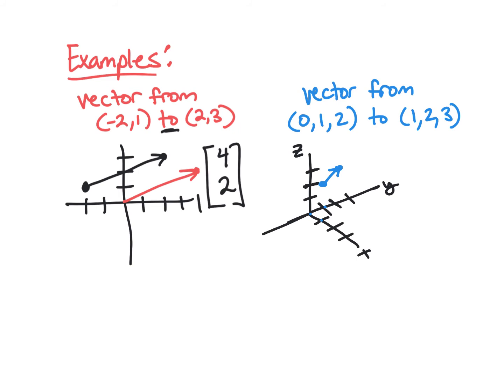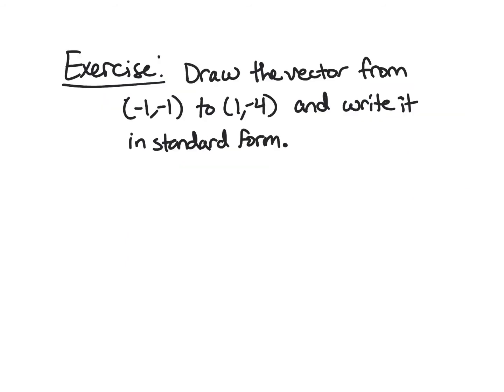And again, we would think of this in standard position. So what are we doing? We're going up 1 in each coordinate. And so now we have 3 coordinates corresponding to x, y, and z, or x1, x2, and x3, however you want to view it. And so this would be 1, 1, 1. All right, and so for your first exercise, exercise 1, draw the vector from -1, -1 to 1, -4, and write it in standard form.